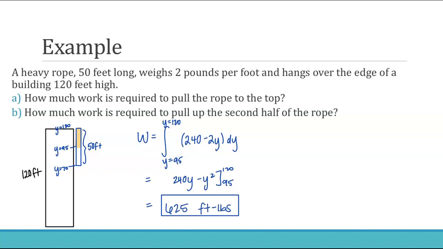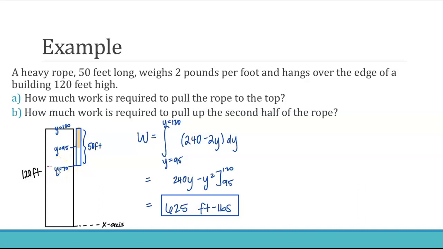I elected to think about this problem where the building was the y-axis and then ground level was the x-axis. And that's what made my limits of integration 70 feet to 120 feet. That's where the rope exists in my diagram. But we could have done something different. We could have elected to make the bottom of the rope the x-axis.